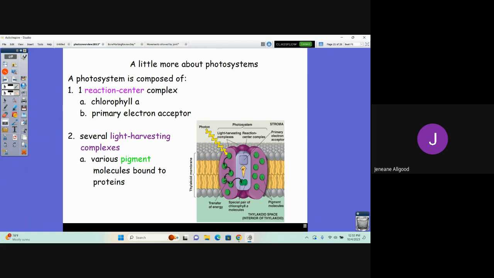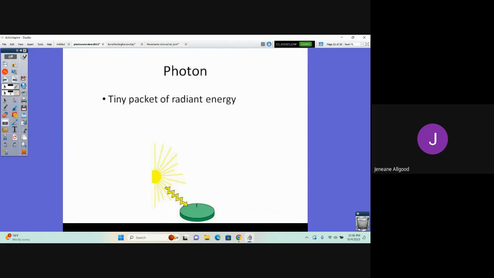So that is that. Next, a lot of times in this unit, you'll see these little yellow zigzags of light. That represents a photon, and a photon for us is just a tiny packet of radiant energy. So remember in the last unit, we talked about different types of energy, with radiant or light energy being one of them. And so a photon is typically represented by a yellow zigzag like you see there.